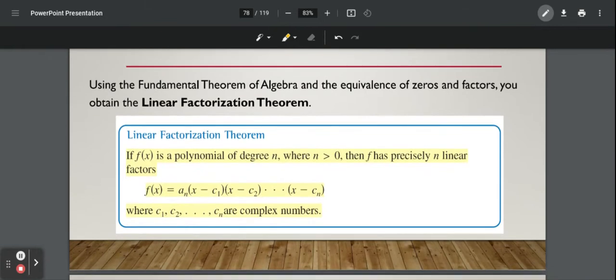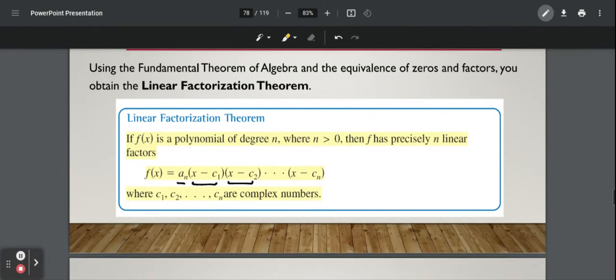So what that says is any polynomial can be factored into linear factors. Linear factors means that the degree of each factor is 1. So you would have x plus or minus something for each term, and then you would have some sort of constant out front.